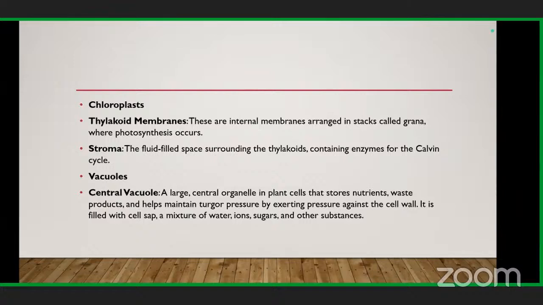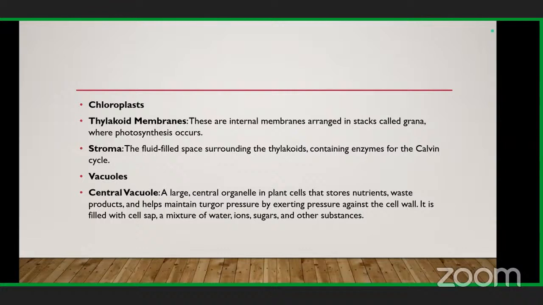Next organelle is the chloroplast, which is responsible for photosynthesis, the main process in the green plant. The chloroplast contains thylakoid membranes. These are internal membranes arranged in stacks, one above another, and these stacks are called grana. In grana, photosynthesis occurs.